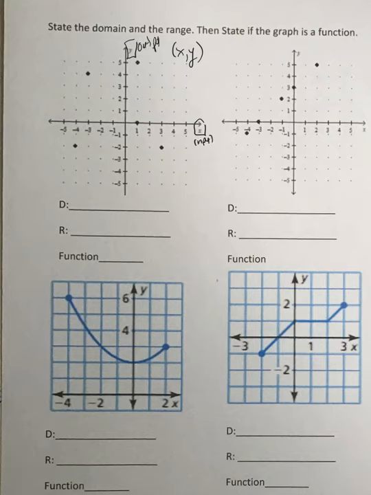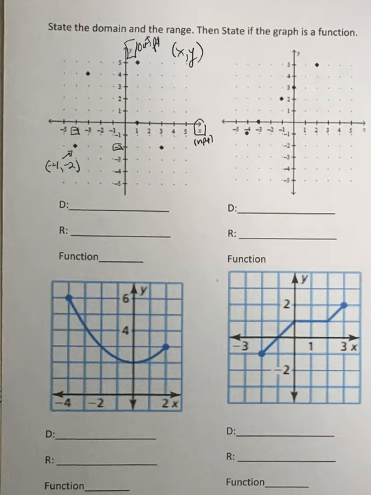When they ask us to find the domain, we just want to look at each of the x values. So let's identify the coordinates of each point. The x value in this point would be -4. And then how high or low is the point? The point went as low as -2.